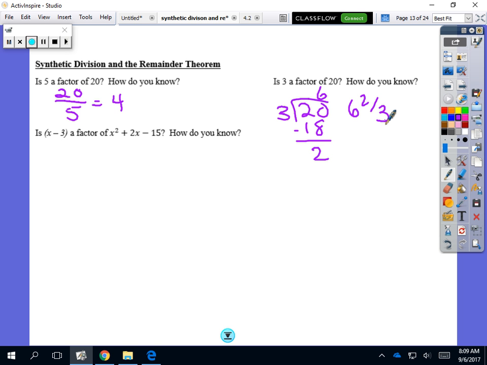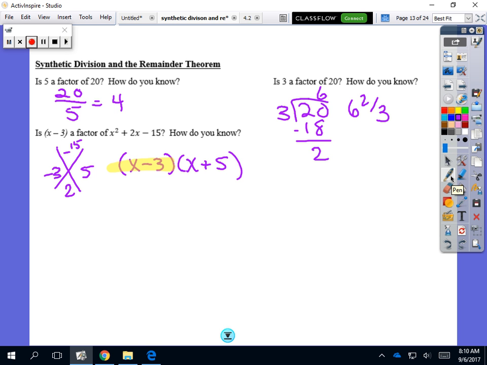But is x minus 3 a factor of 2x squared plus 5x minus 15? How do I know? Well, I could factor it using the big X. If I do that, factors of -15 that add up to 2, I think we might have done this one earlier, you get x minus 3, x plus 5. Well, yes, x minus 3 is in fact a factor of that polynomial.